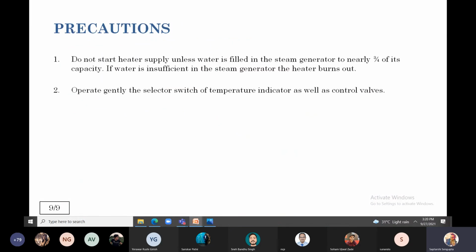I have already mentioned why we must maintain a fair amount of water in the steam generator. And the next observation would be, since these are really sensitive equipment, the temperature indicators, the pressure gauges, the level controller are very sensitive equipment, so they must be handled delicately, with a lot of delicacy.